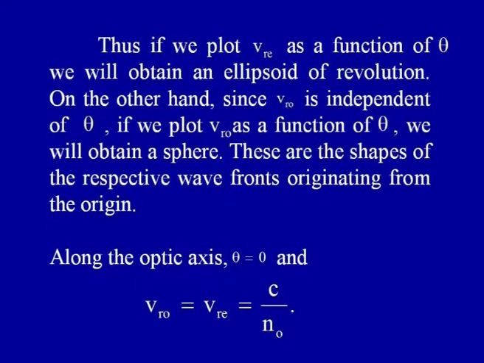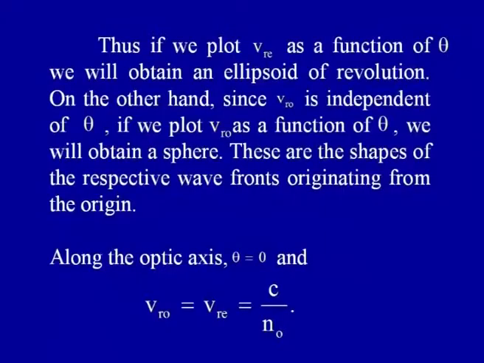Thus, if we plot V_E as a function of theta, we will obtain an ellipsoid of revolution because the velocity is different in different directions. On the other hand, since V_O is independent of theta, if we plot V_O as a function of theta, we will obtain a sphere. These are the shapes of the respective wavefronts originating from the origin.